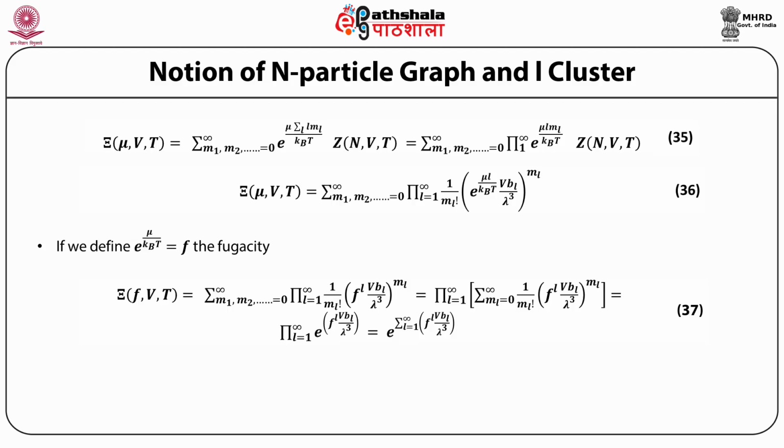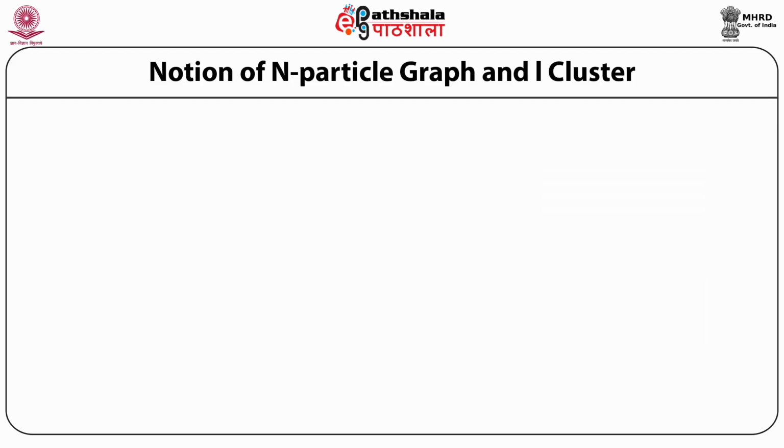Product over l equal to 1 to infinity of 1 upon m_l factorial (f^l V b_l upon λ³) raised to power m_l, equal to the product over l equal to 1 to infinity of the summation over m_l equal to 0 to infinity of 1 upon m_l factorial (f raised to power l V b_l upon λ³) raised to power m_l, equal to the product over l equal to 1 to infinity of e raised to power f^l V b_l upon λ³, equal to e raised to power summation over l equal to 1 to infinity of f^l V b_l upon λ³, or log of the grand partition function Ξ as a function of fugacity, volume V and temperature T is equal to V upon λ³ summation over l equal to 1 to infinity f raised to power l b_l.